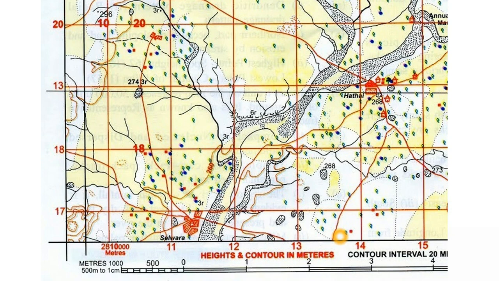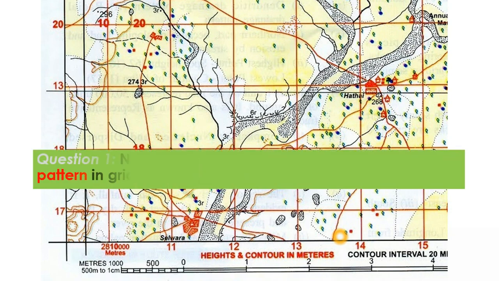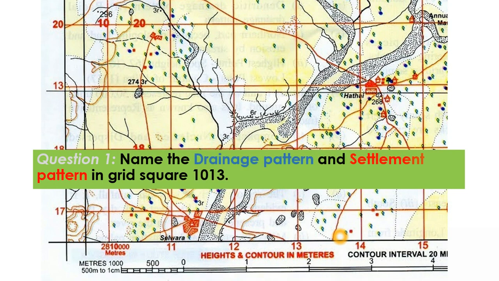Now, to conclude, we'll have two questions from what we have discussed so far. The first one: look at this map, study the map carefully, and the question is: name the drainage pattern and the settlement pattern that you see in grid square 1013. Pause this video for a minute, note down the question as well as write the answer. Once you finish, move on to the next one.